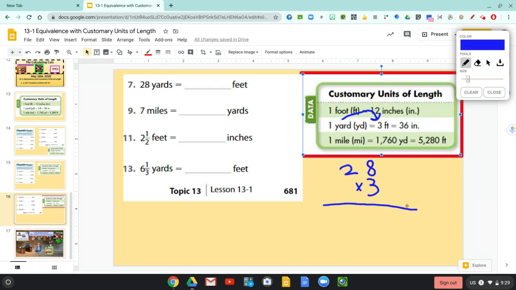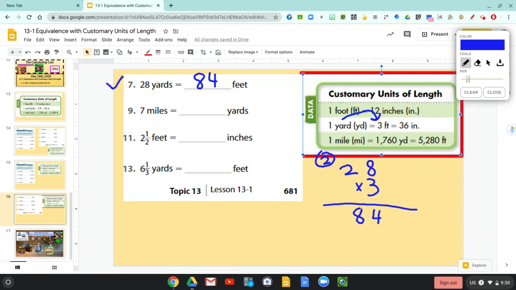Okay, so 3 times 8 is 24. So I'm going to drop the 4 and regroup my 2. And 3 times 2 is 6, plus 2 is 8. So 28 yards is equal to 84 feet. All right, so that was number 7.